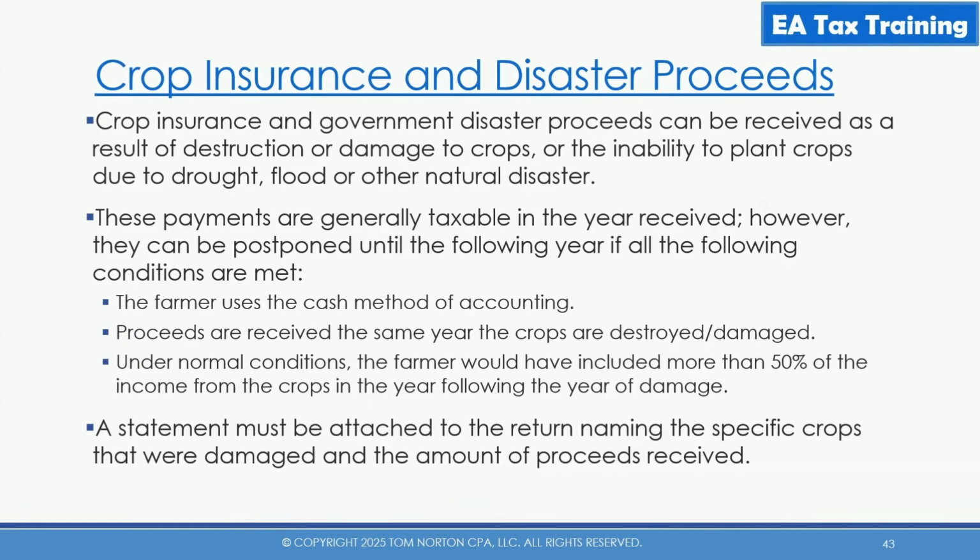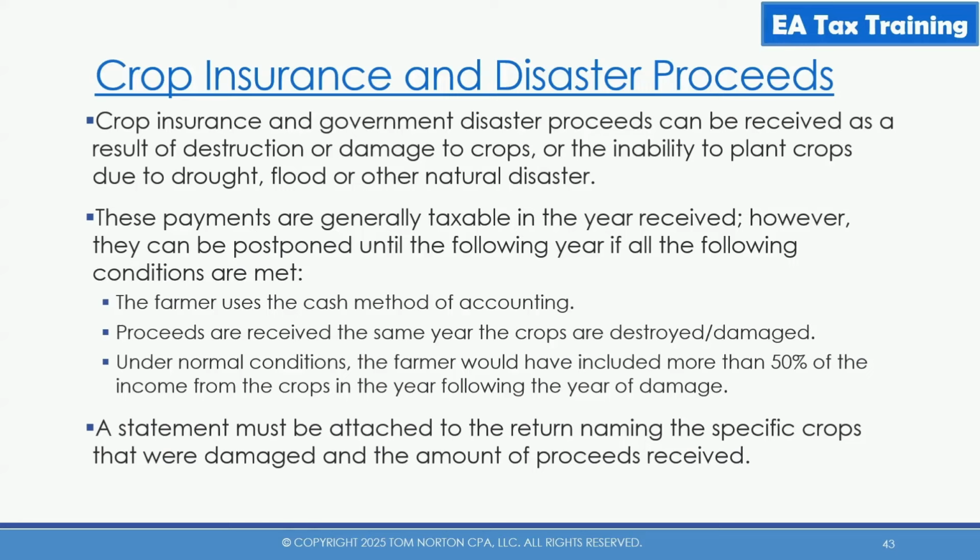Crop insurance and disaster proceeds. Crop insurance and government disaster proceeds can be received as a result of destruction or damage to crops or the inability to plant crops due to drought, flood, or other natural disaster. These payments are generally taxable in the year received. However, they too can be postponed until the following year if you meet all of the following conditions.